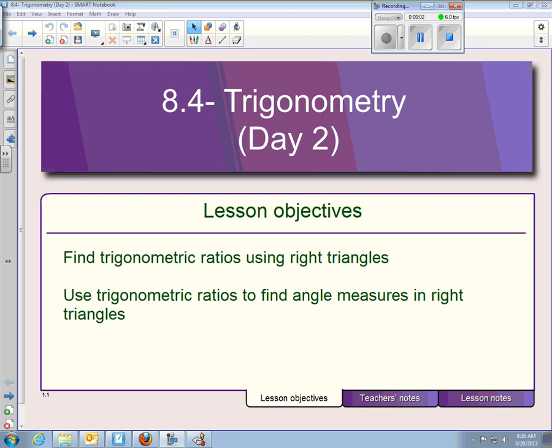Hi class, today we're going to finish up that 8.4 trigonometry, day 2, and our objectives today are the same as they were yesterday. This time, though, we're going to be focusing on using trigonometric ratios to find angle measures in right triangles. That's going to be our focus today when we get to the back side of notes, so pay attention for that.